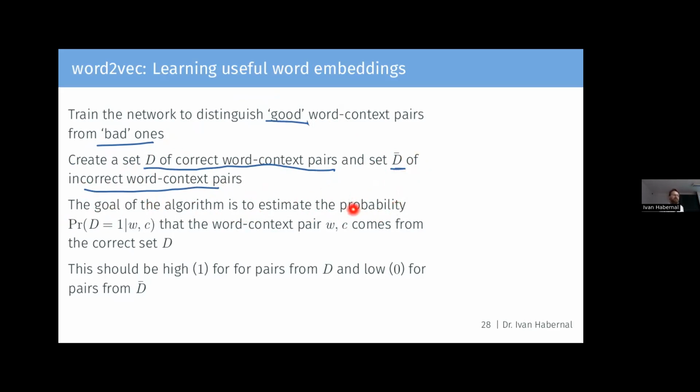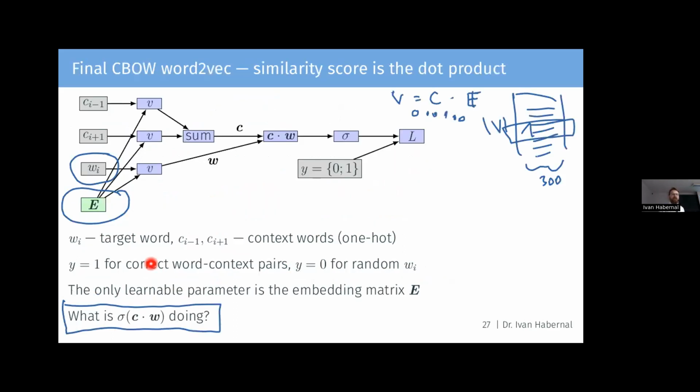So this is going through sigmoid. The sigmoid, as we know, is estimating the probability of something being true, given the context. And this should be high, or even 1, for the pairs which are from the true context, and low, which is 0, for the pairs from D-bar, right? Because we're squeezing it through the, sorry, let me come back.